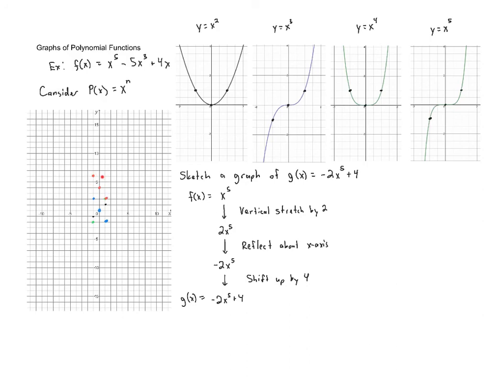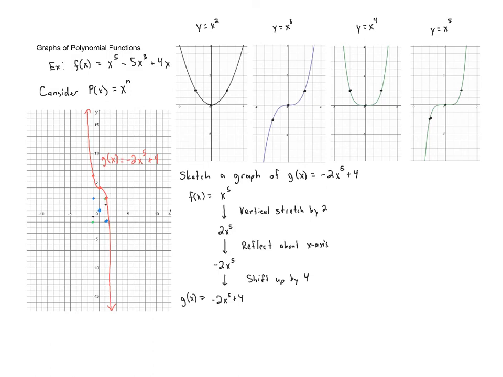Now we need to connect these dots to get our graph, and what I want to point out is that x to the 5th goes up as we move from left to right, but because we've reflected about the x-axis, we're going to be going down as we go from left to right. So our graph is going to look something like this. And this is g of x equals negative 2x to the 5th plus 4.